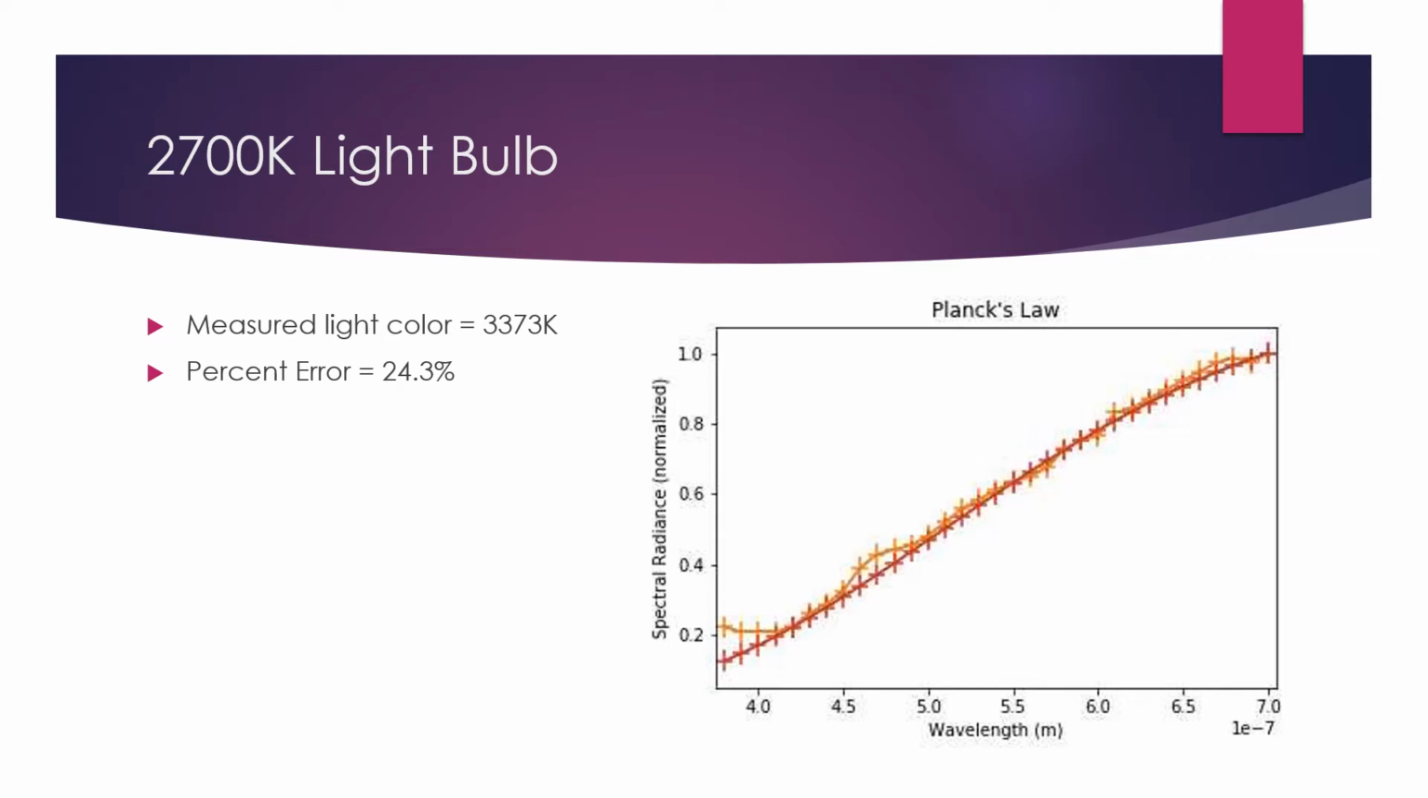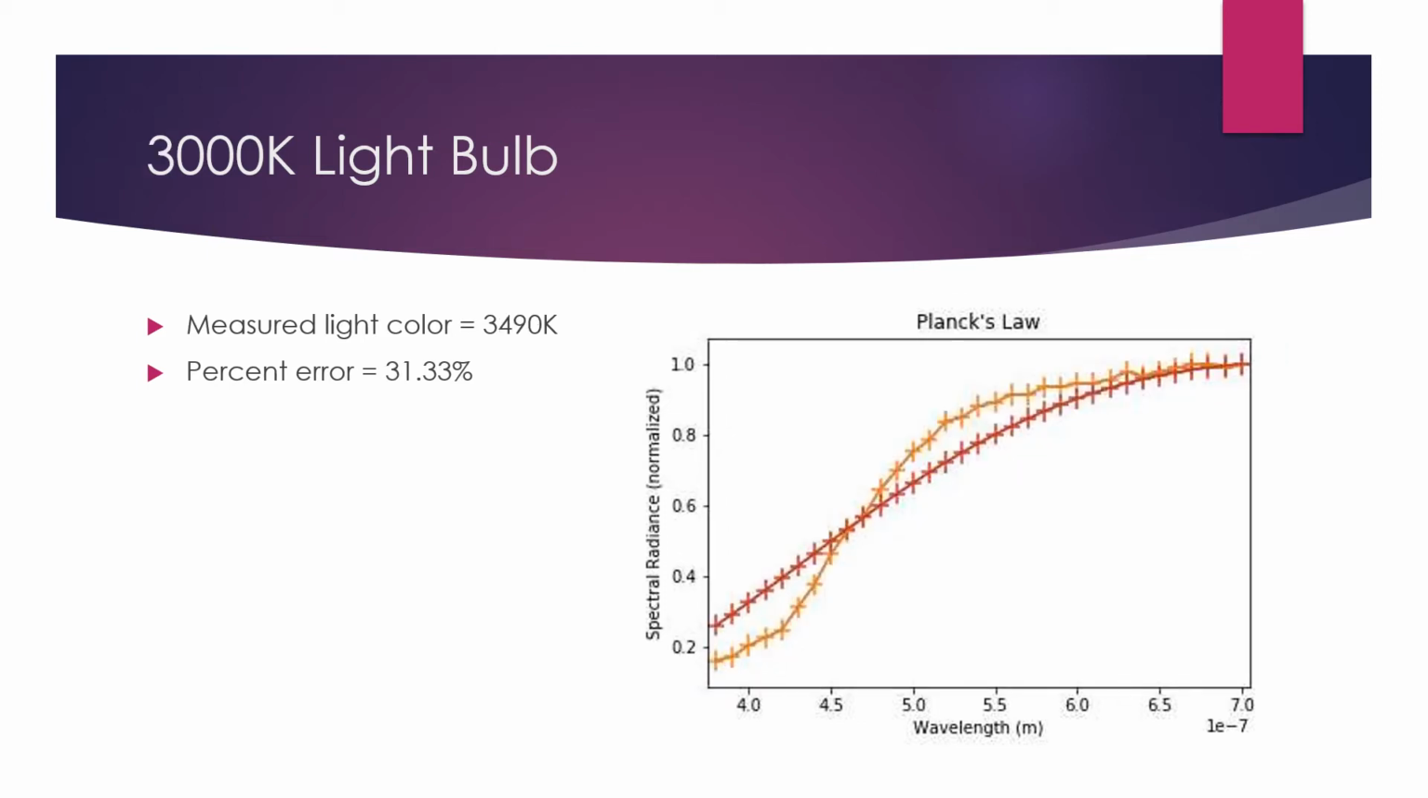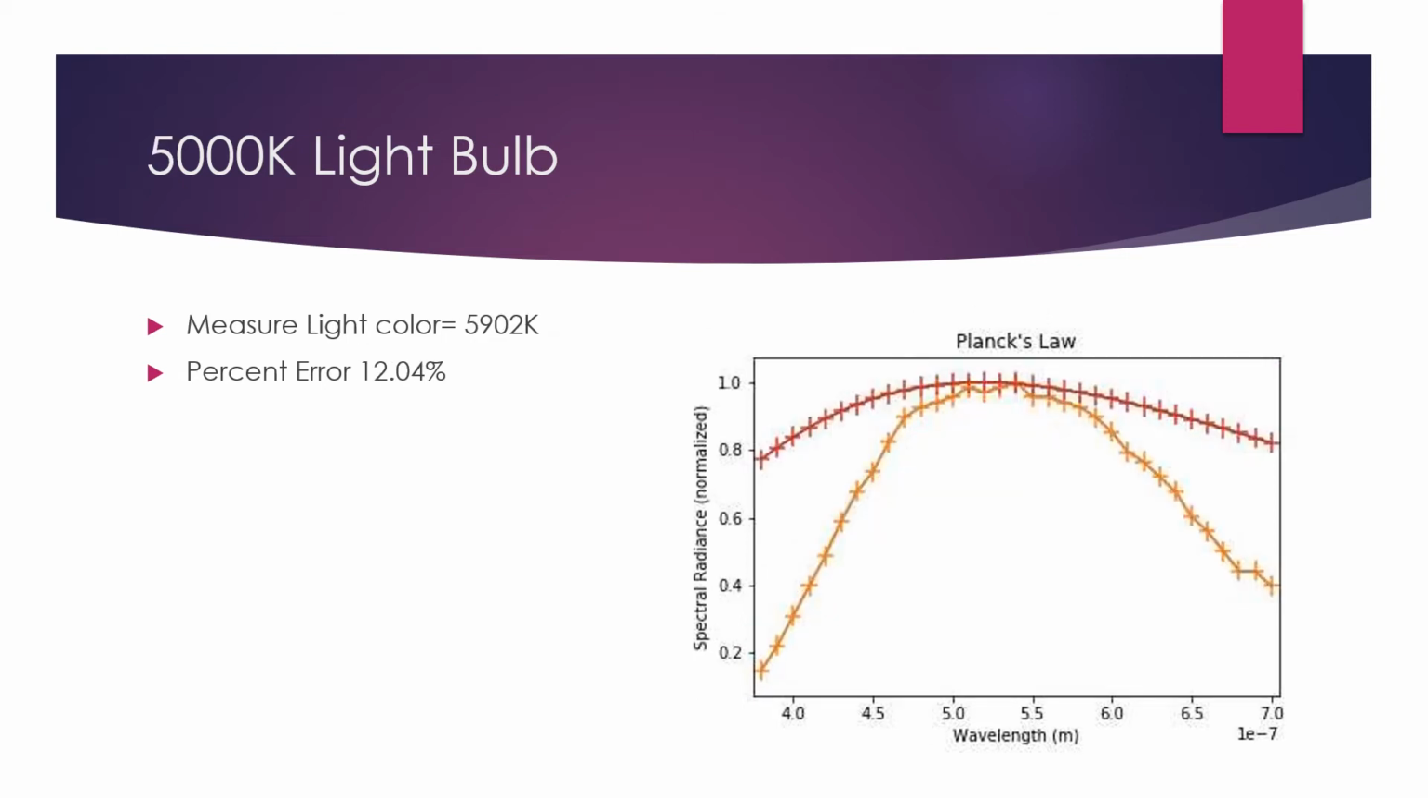For the 2700 Kelvin LED, the calculated light color was found to be 3373 Kelvin. This yielded a percent error of 24.3%. For the 3000 Kelvin LED, the light color was found to be 3940 Kelvin. This yielded a percent error of 31.33%. For the 5000 Kelvin LED, the light color was found to be 5902 Kelvin. This yielded a percent error of 12.04%.